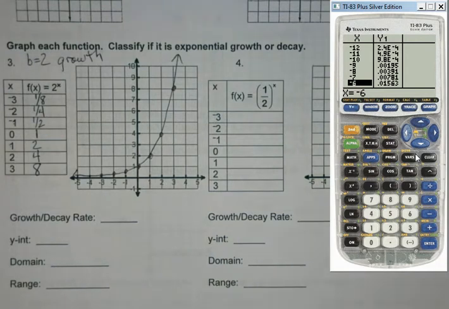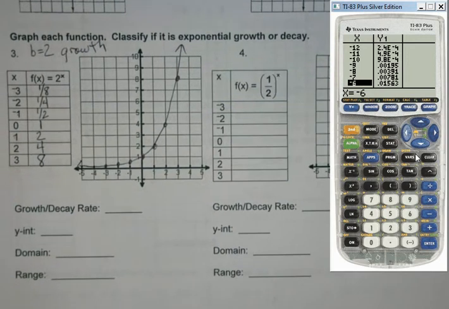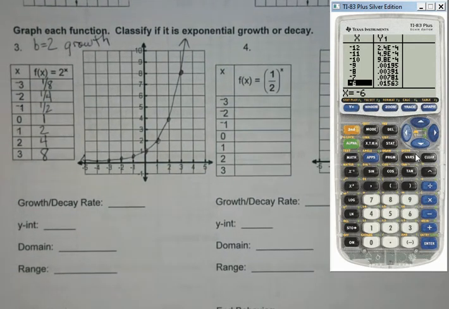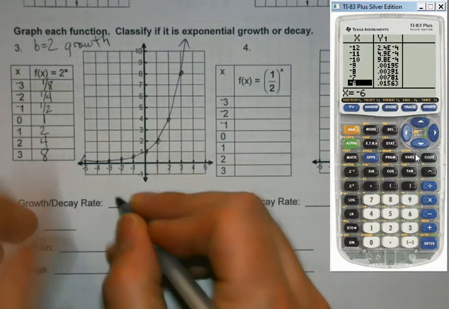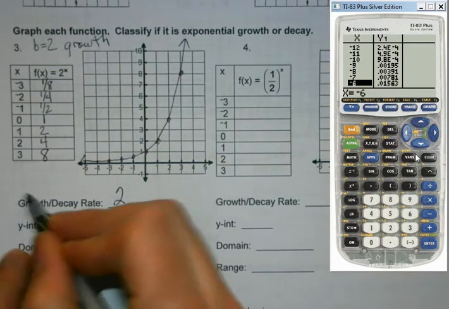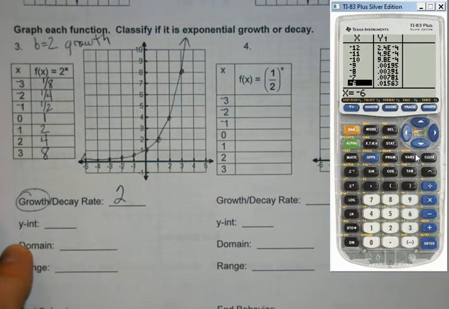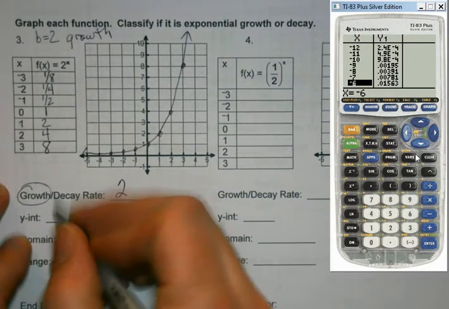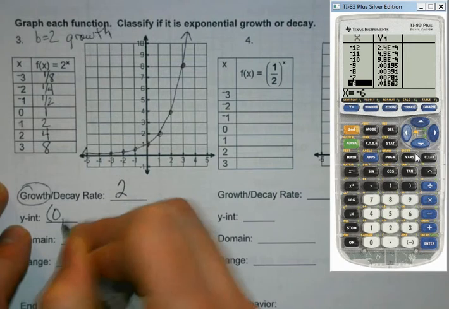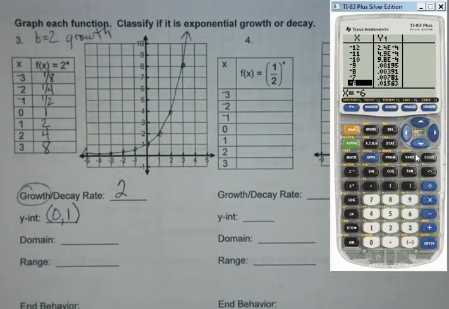But now I can get all this information that I need once I have the graph. So if I boost that up a little bit, what's my growth rate? 2. It's just that B value. Definitely growth this time. Okay. Where's my y-intercept at? It's at 1, but anytime we're talking about a specific point, it needs to be a coordinate. So it'll be 0 something. 0, 1. If it was negative 2, it'll be 0, negative 2, whatever that happens to be.